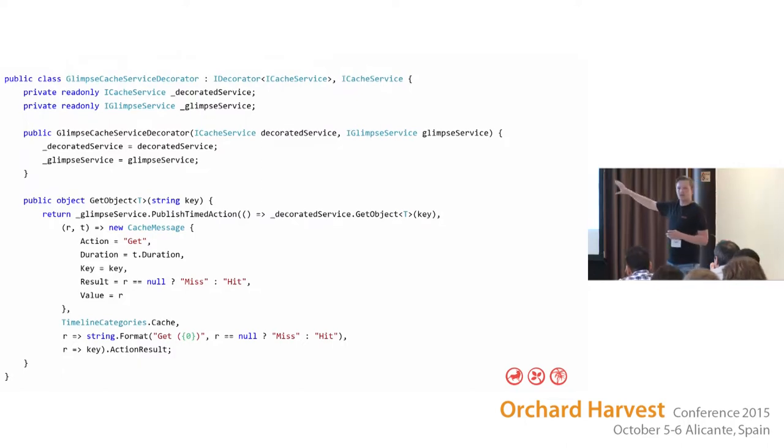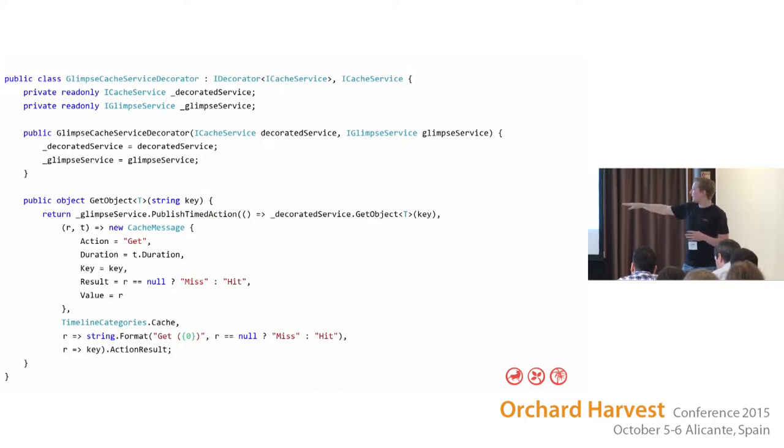So this message factory here actually accepts two arguments. One is the result of the action or function, and t is the timer result. So that's where we're getting t.duration from, and also value equals r. So in this instance, r is the cache result. It's the object that's returned from the cache, which is quite powerful, and I'll show you why later on.